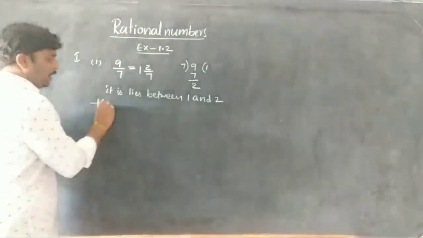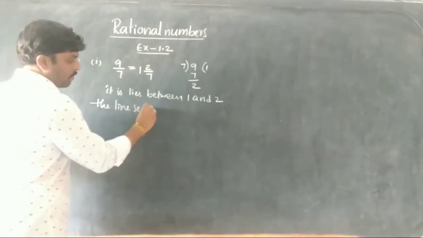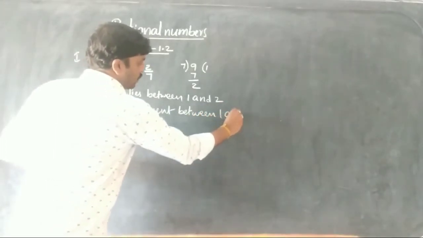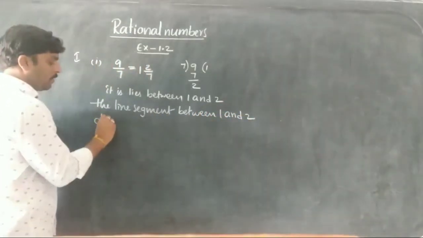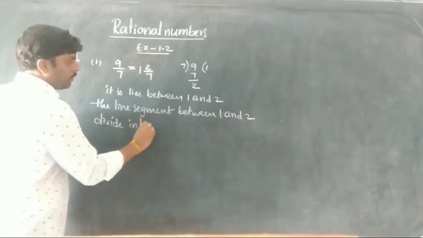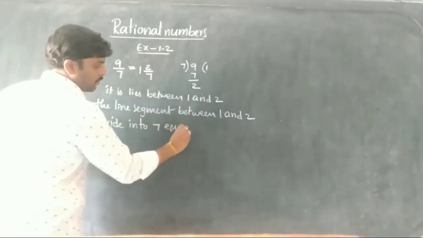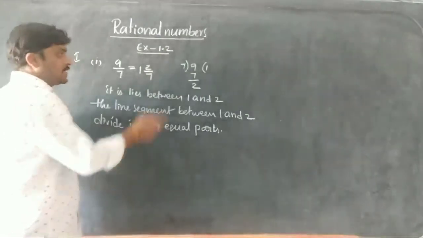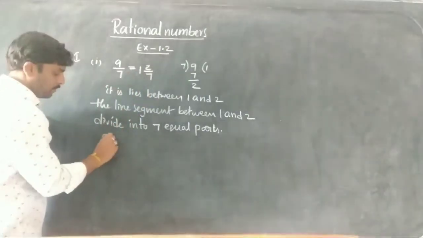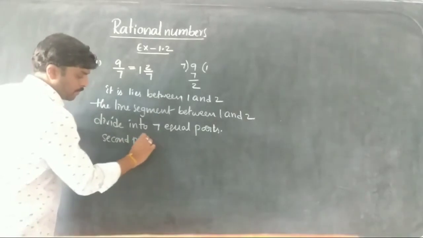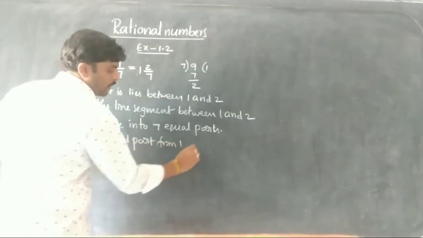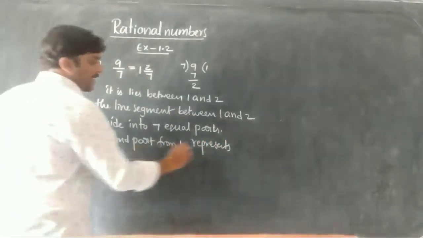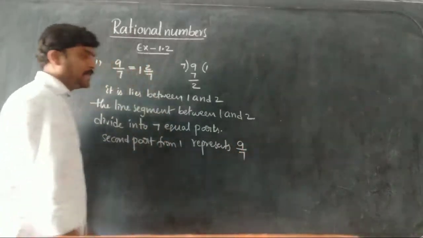The line segment between 1 and 2 is divided into 7 equal parts. The second part from 1 represents 9 by 7. It denotes 9 by 7.